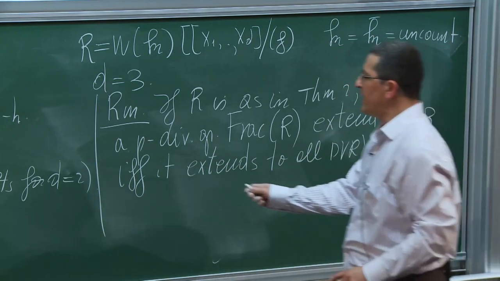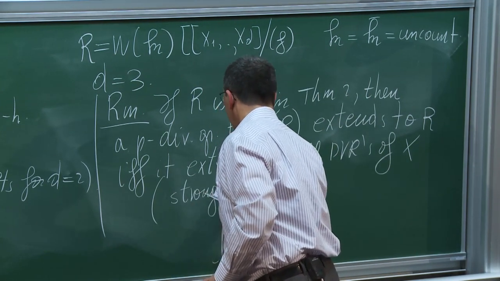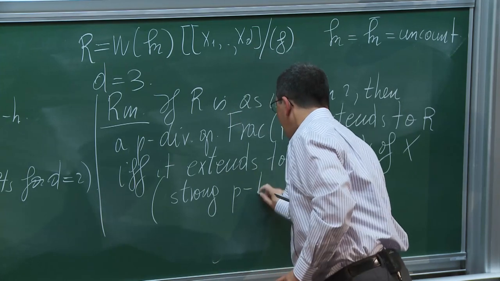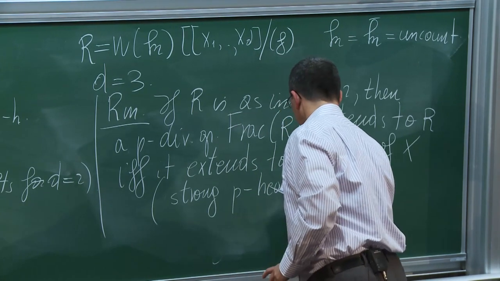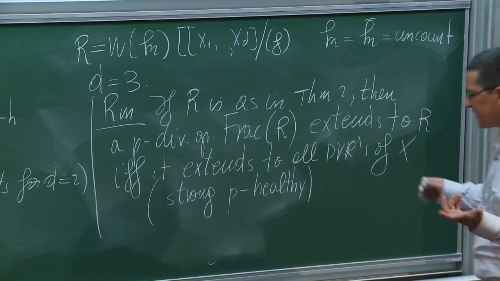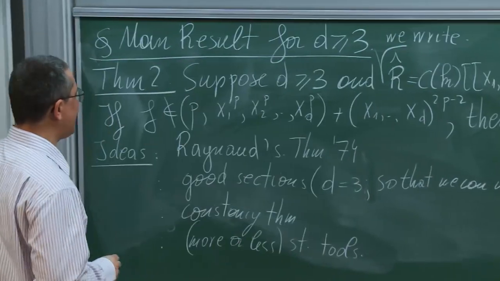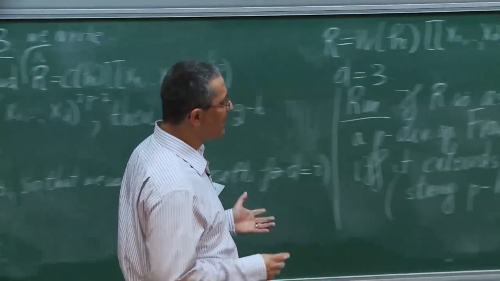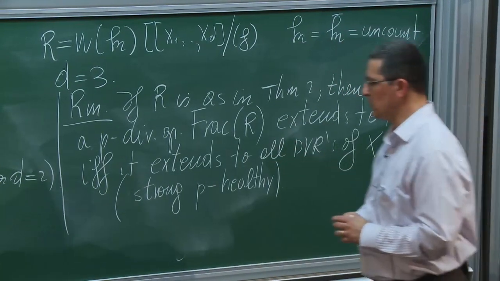So this would be basically what I would call a strong P healthy, because I defined P quasi healthy, but this would be basically P healthy. This is why the quasi shows up. We like to move towards the global results, and one reduces.